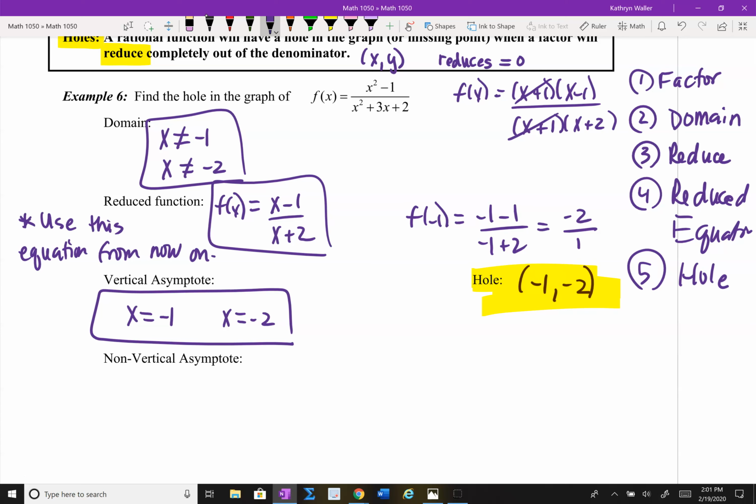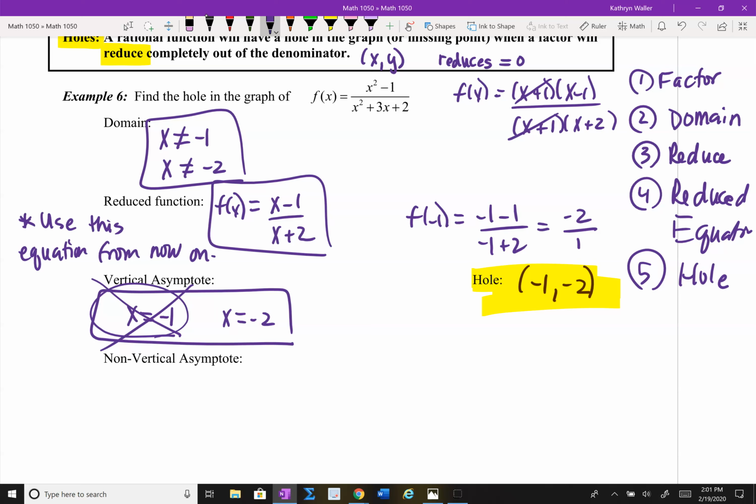You're exactly right. Somebody talk to me about that guy. That's the guy that shouldn't be there. Tell me about him. It's a hole. Yes, it's a restriction. X can't be a -1, but it's not a vertical asymptote. It's a hole. I just found that. So that should not be there. You use the reduced equation.